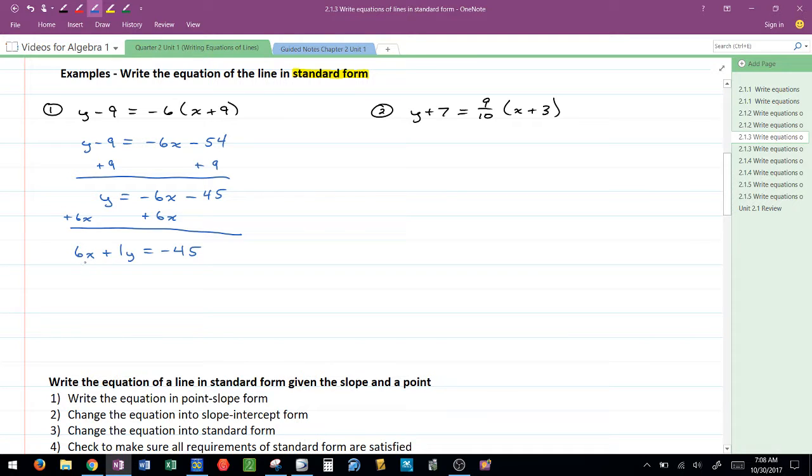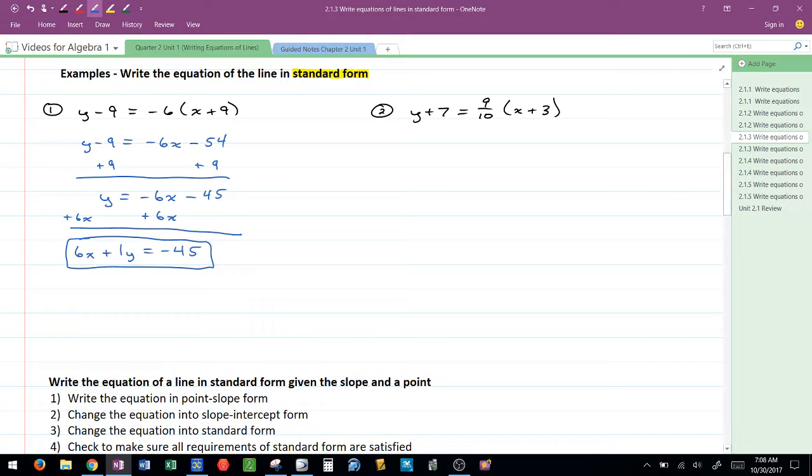I have ax plus by equals c. I don't see any fractions. I don't see any decimals. And a is positive. So now I know this is standard form. I have to go through that checklist at the end of each problem to guarantee that it is in standard form.